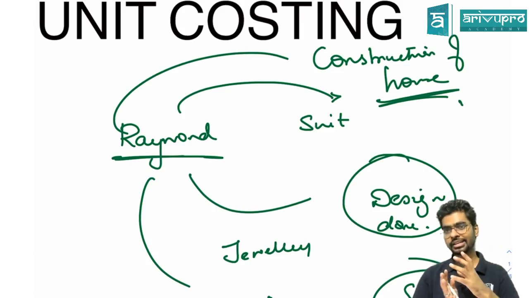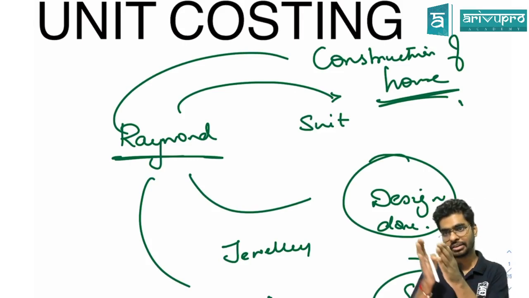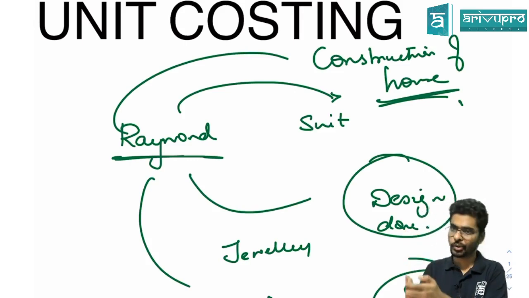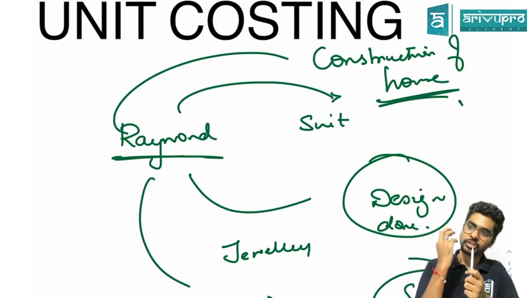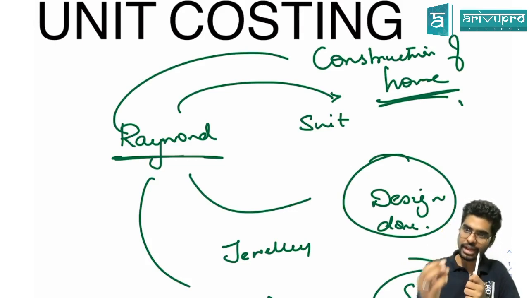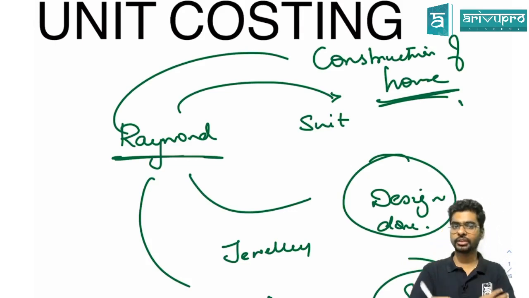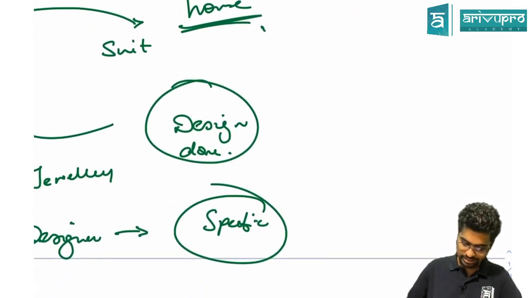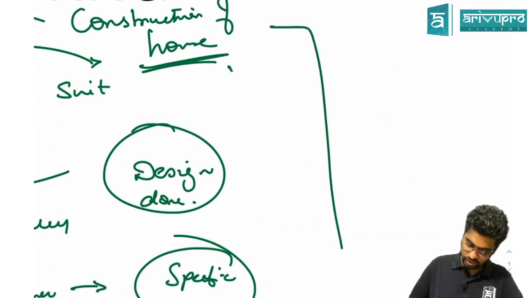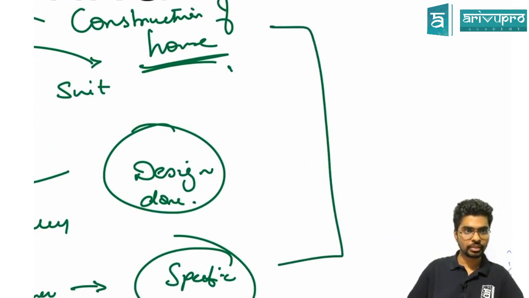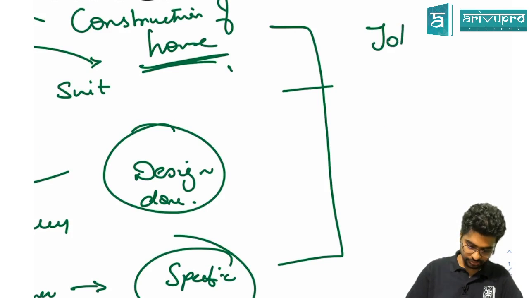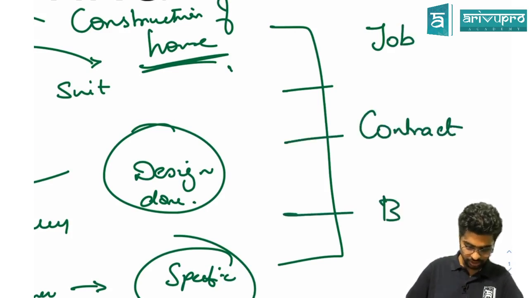So the advantage I end up getting is that I can differentiate the cost of one product from the cost of another, because each of these products has specific items and specific cost going into it. Are you guys clear? Especially in cases like this, we use three kinds of costing methods: one known as job costing, second as contract costing, and the third as batch costing.